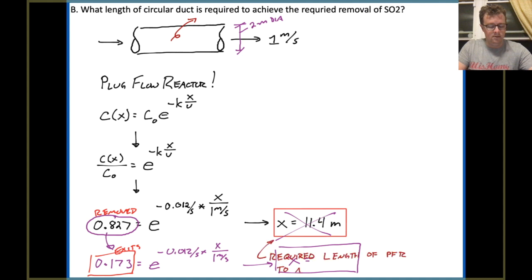Alright, so the solution to this problem tells us the required length of plug flow reactor to achieve the reduction in concentration that we were shooting for.